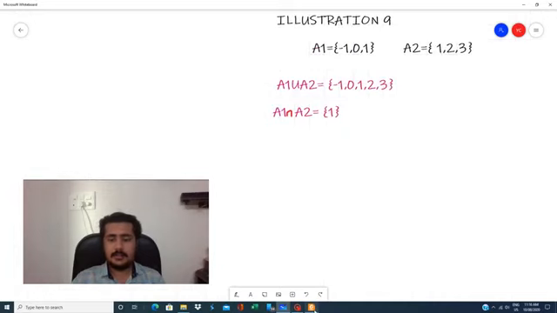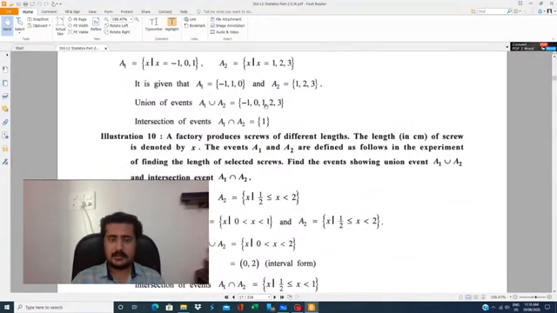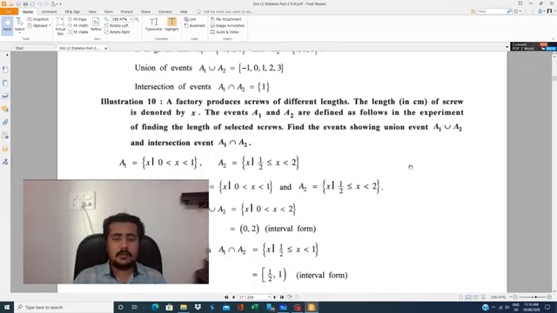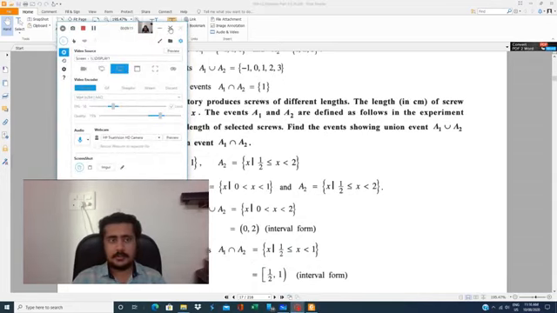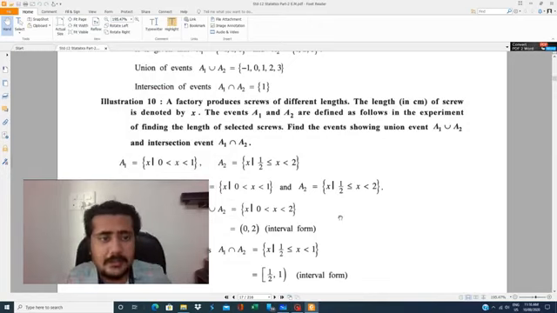So we have completed illustration number 9 also. You can see the answer. Union is minus 1, 0, 1, 2, 3 and intersection is 1. Then come to the last question, that is illustration number 10.